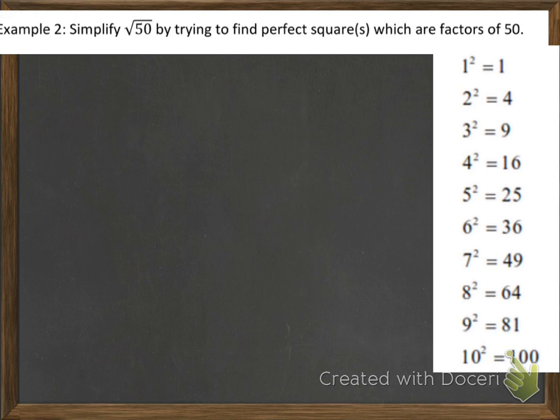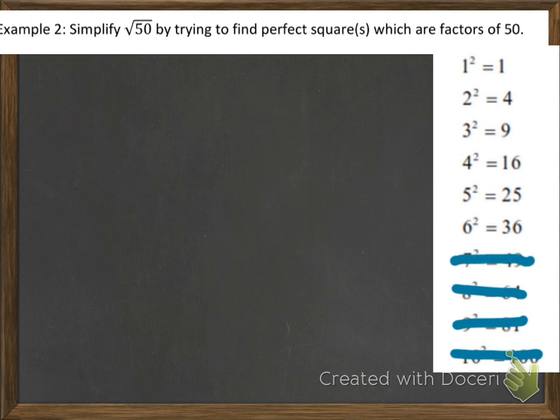Example 2. Simplify the square root of 50 by trying to find perfect squares which are factors of 50. So if we look over here, we see a list of perfect squares. Obviously, we're not interested in any of these values that are larger than 50, so we can ignore these last three. So we have 7 squared is equal to 49, but 49 is not a factor of 50, so that one is not going to work either.